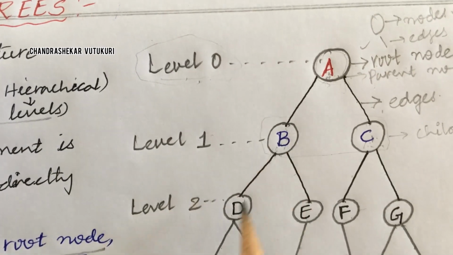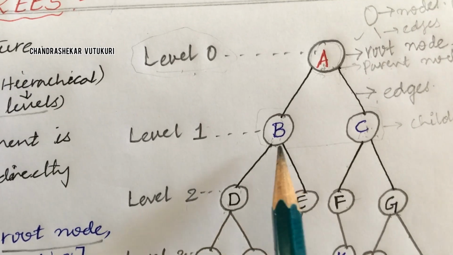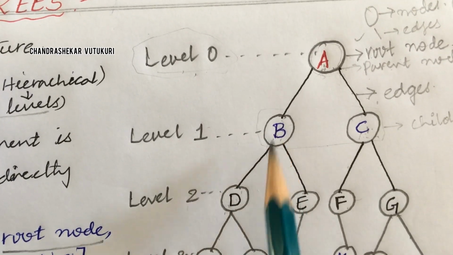Now B is a parent to D and E. D and E are the children of B.